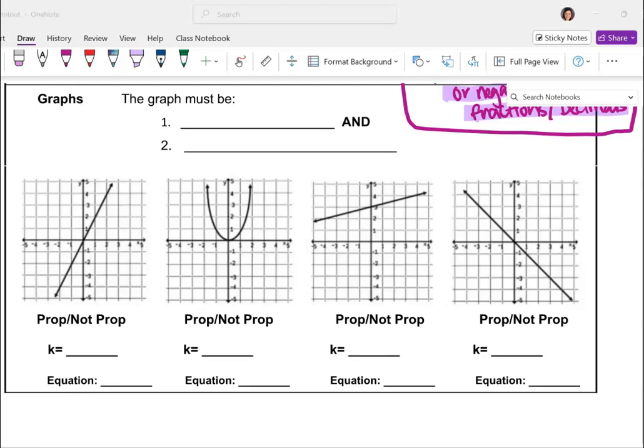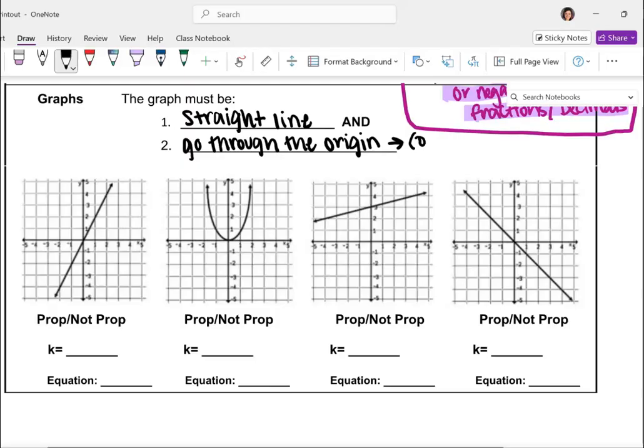Okay, so now let's take a look at graphs. Graphs can be very simple when you're looking at whether or not they are proportional. When we're looking at a graph, there must be two things. It must be a straight line and it must go through the origin, which means it goes through the point 0, 0 on the graph.